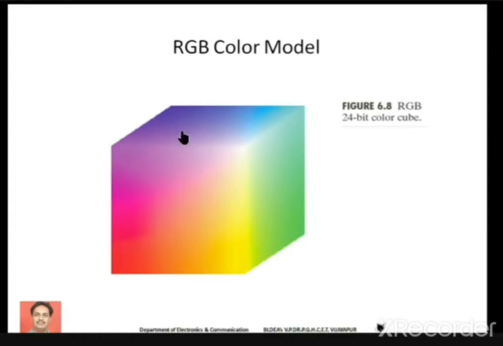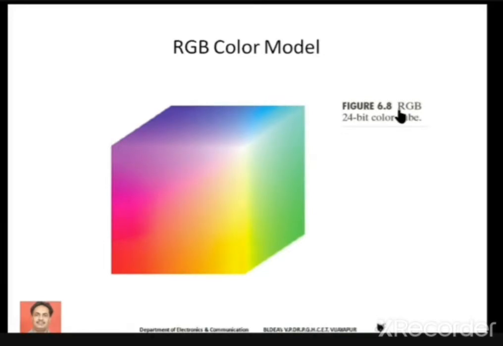This RGB cube is of 24 bits. Students, please try to understand: in the RGB color model, to represent each pixel color, we use three values. The first value indicates the amount of red, the second value indicates the amount of green, and the third value indicates the amount of blue. Each of R, G, and B is an 8-bit value.